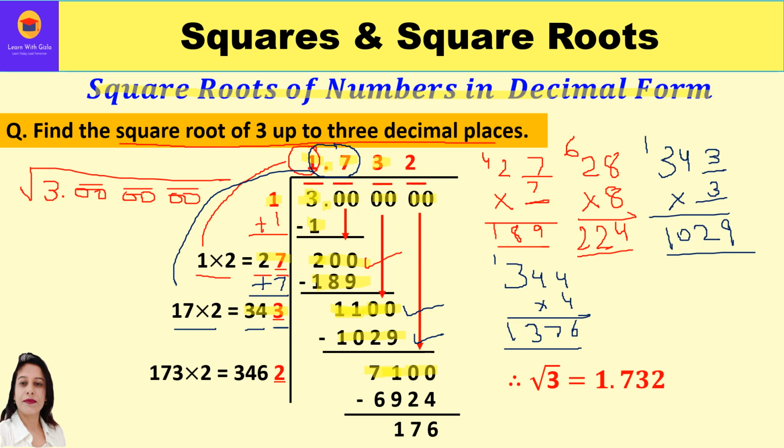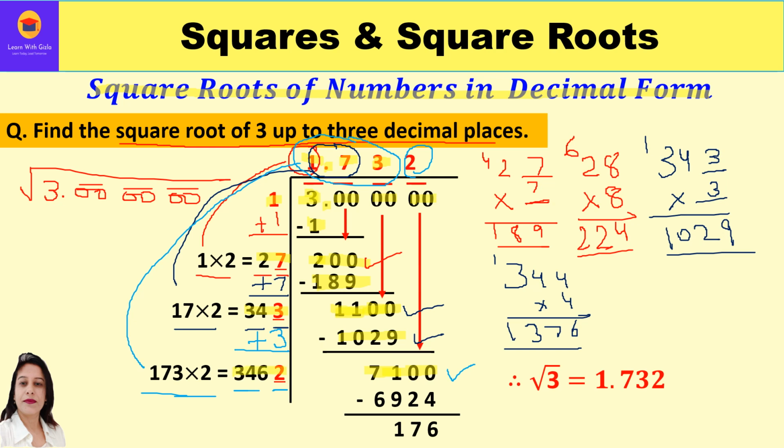Let me say my quotient now is 173. I will bring down 173. I will multiply it by 2. I will get 346. Or another way, just add 3 over here to 343 and you will get 346. Now 346 you have. What number should come in this blank? And multiply by the same number and you get the product which is less than or equal to 7100. So over here, I think 2 is the suitable number.